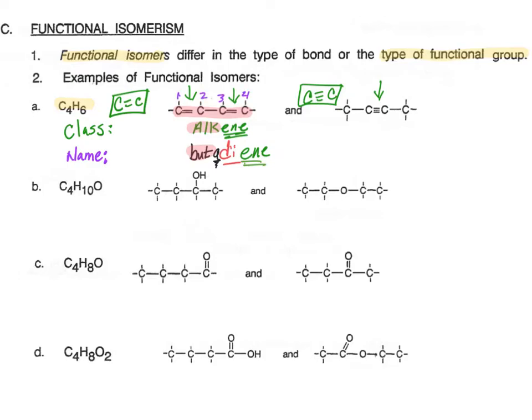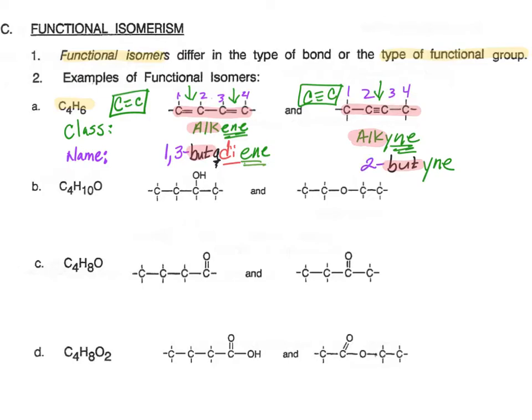Now we need to put what number they're on. And so the first one is on number 1, and the second one's on 3, so we put 1,3-butadiene. And the second one is an alkyne. So alkynes end with -yne, and in this case we have 4 carbons in the main chain, so it's a butyne. The triple bond is on carbon number 2, so this is 2-butyne.